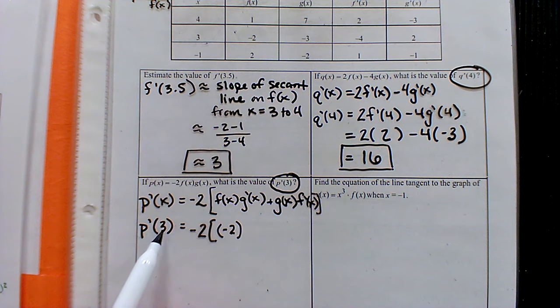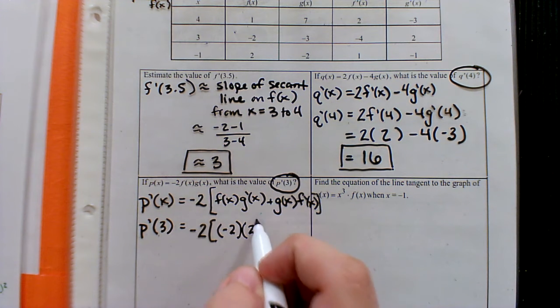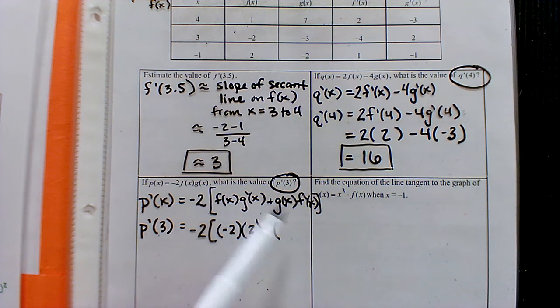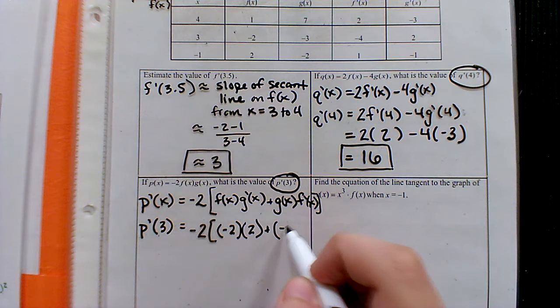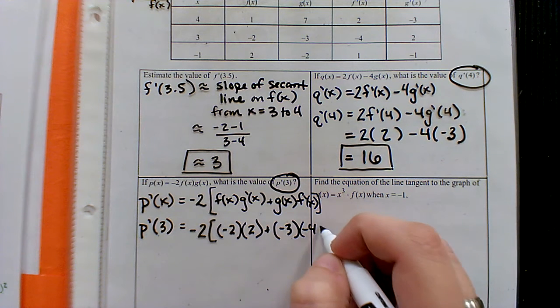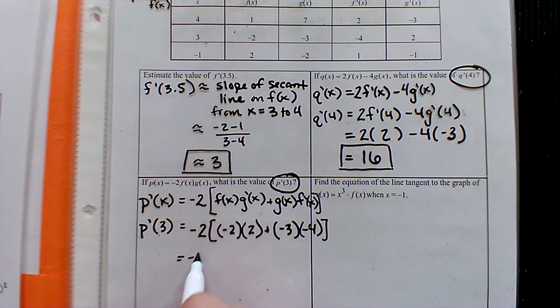If you were to plug in 3 into the f table, looks like you get -2. If you plug in 3 into the g prime table, looks like you'll get +2. If you plug in 3 into the g table, looks like -3. And if you plug in 3 into the f prime table, looks like -4. All right, so cleaning it up, we have -4 plus 12, which is 8, times that -2 coefficient out front, so we got -16.